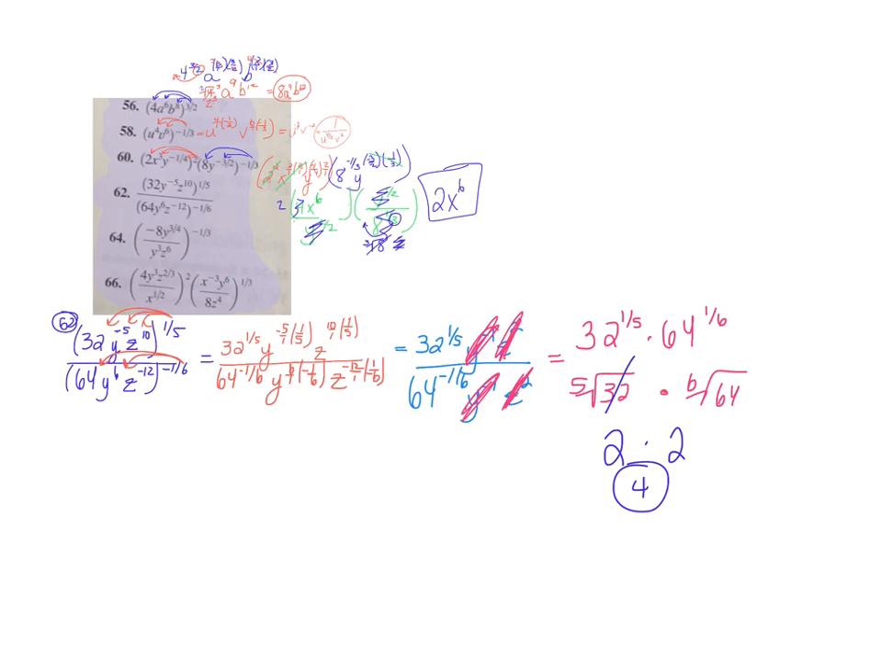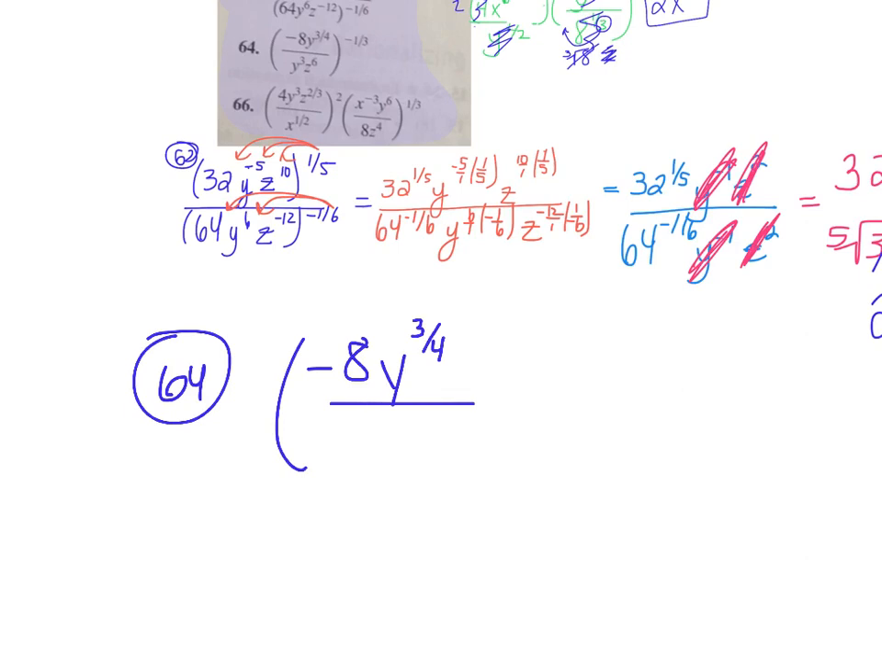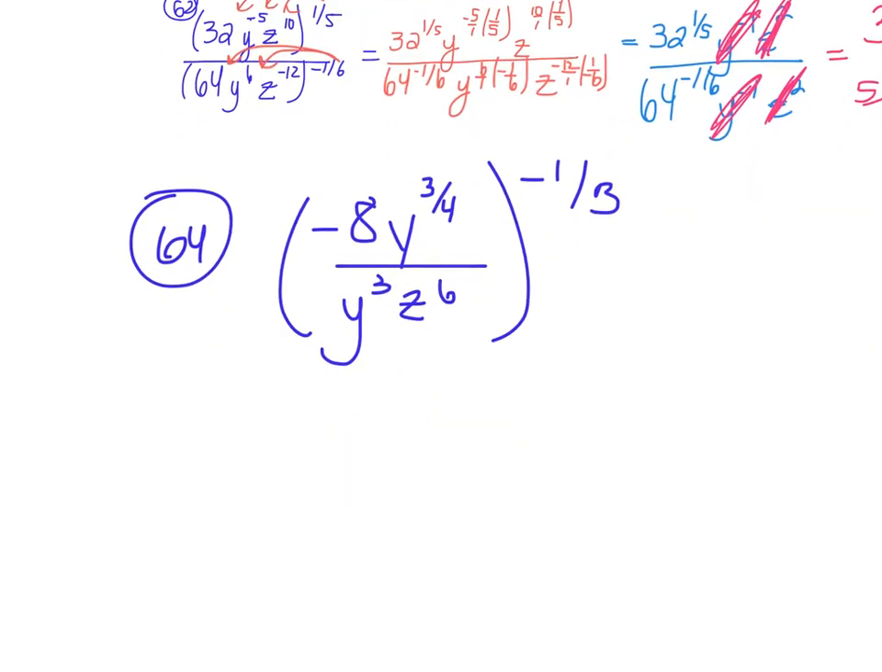Let's look at 64. Can somebody read 64 to? Oh, never mind, I can see it. 64 is negative 8y to the 3/4 over y cubed z to the 6th, all to the negative 1/3. I would personally distribute first.